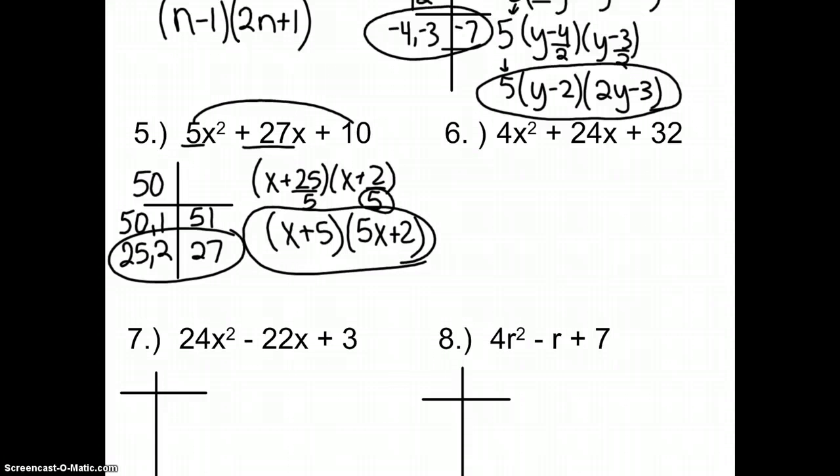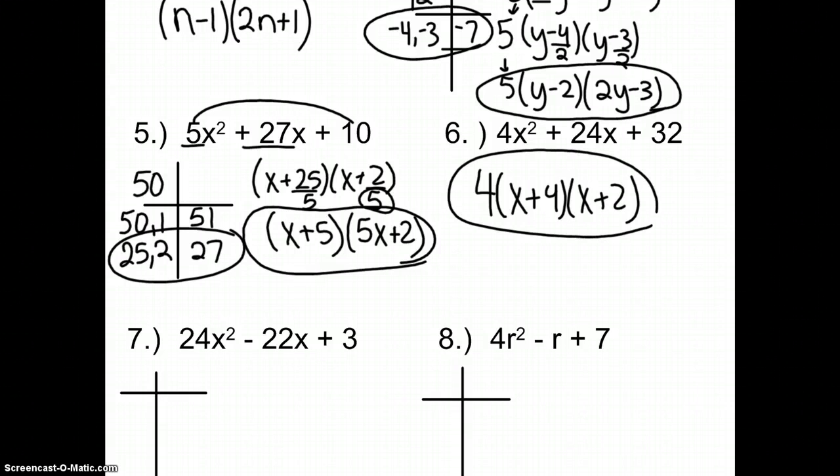Number 6, I want you guys to try on your own. So pause the video and try to work it through. You should come up with a solution of 4x plus 4 times x plus 2. So you should have factored out a 4 to begin with and then work it out.